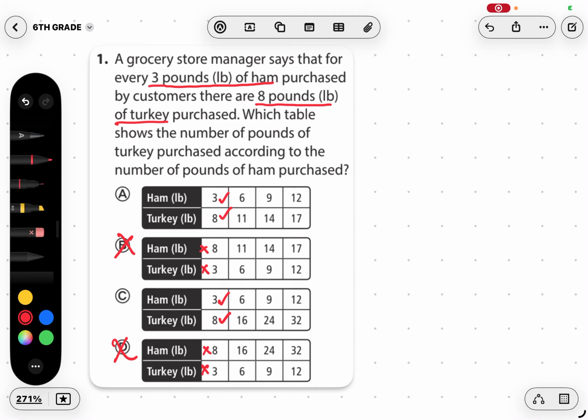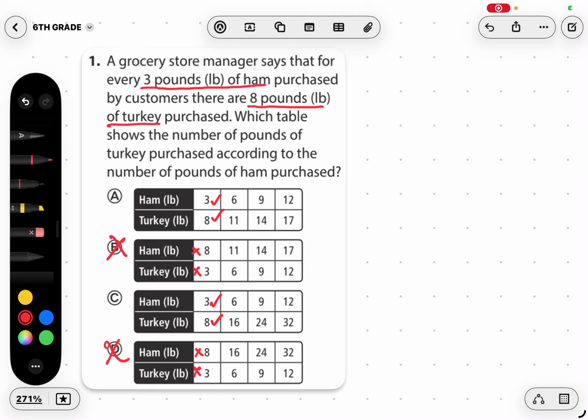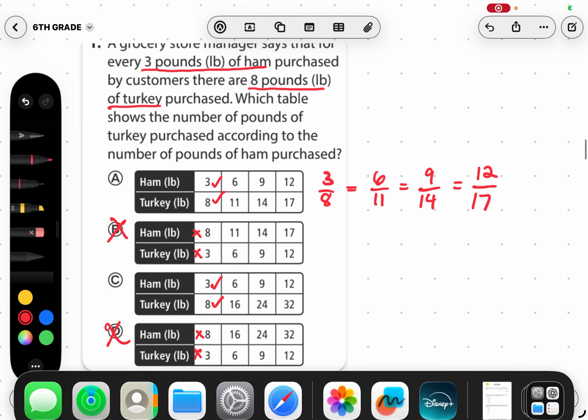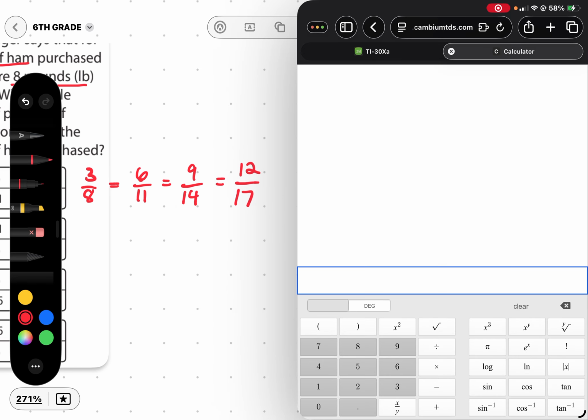what we're going to be doing here is looking at the 3/8, each fraction in the table. So if we were looking at answer choice A, they should all be equal. So 3/8 should be equal to 6/11, should be equal to 9/14, should be equal to 12/17. So when I say should, we'll just check that out in the calculator. We'll type in 3 divided by 8. That equals 0.375, all right?